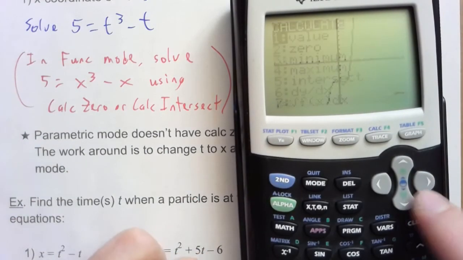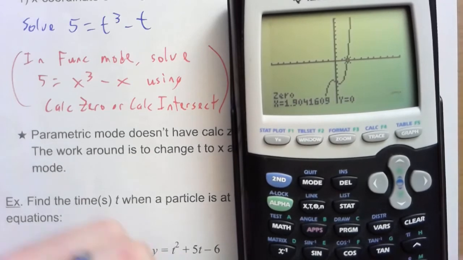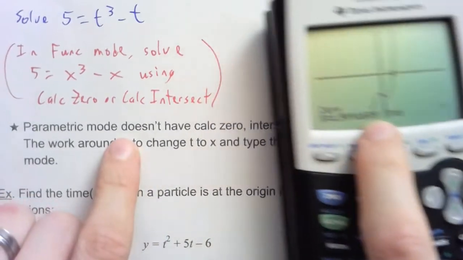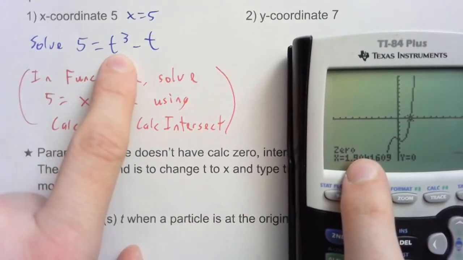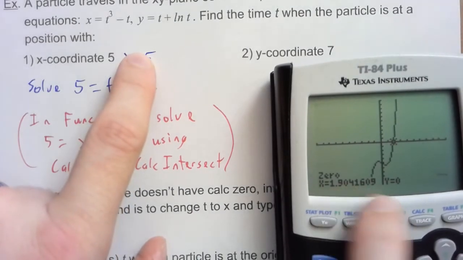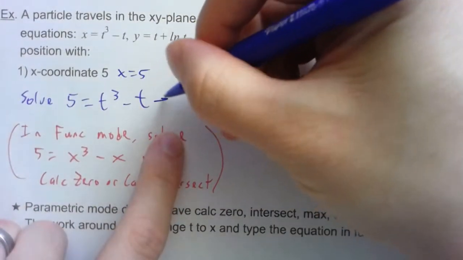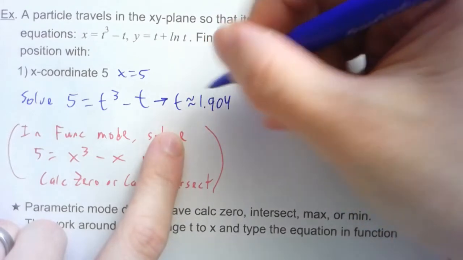So I can trace calc, the second option there, left bound, I could do something like 0 or 1, a right bound, 3, 4, 5, something like that. Hit enter again, and there's our solution. Now our calculator says that x is 1.904, but remember we changed t to x. What my calculator thinks is x is really the t value, right? We know that x is 5. We knew we were trying to find x is 5, so this answer that my calculator gives me isn't the x, it's really the t. So t about equals that 1.904 that I just found.